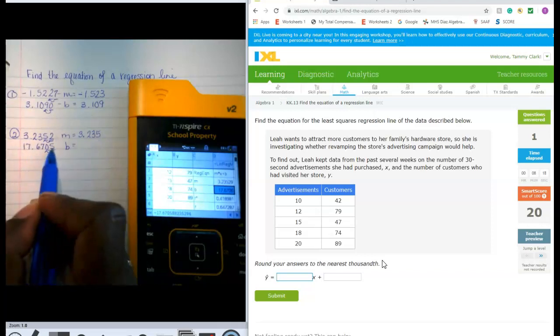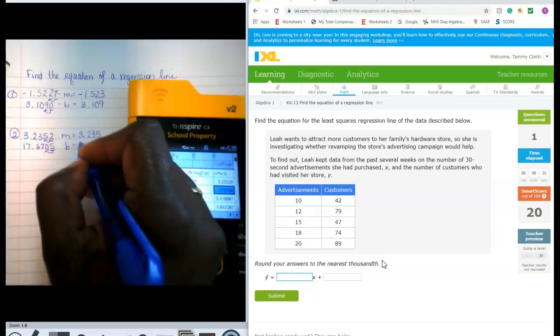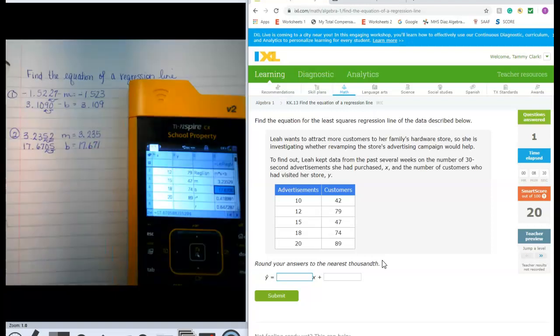Now here, our y-intercept is 17.6705. Well, this 5 in the 10,000ths place is greater than 4, so we're going to up the 0 to 1. So that becomes 17.671. So let's go ahead and put that information in. 3.235 is our slope, and our y-intercept is 17.671.